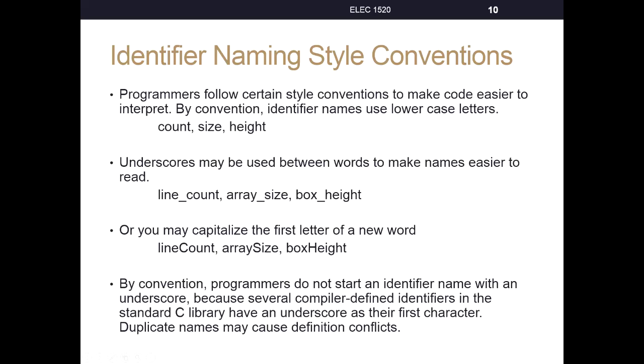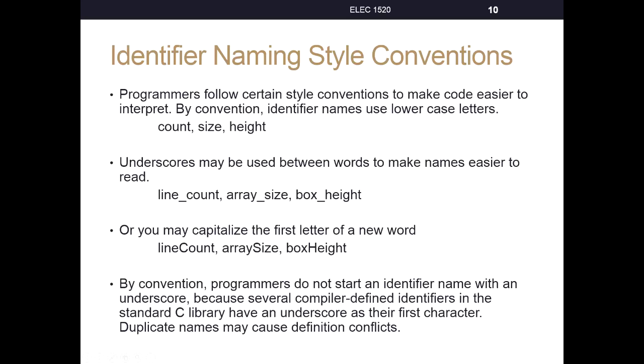And there's two different conventions when we do that. The first convention is that we use underscores to separate words. So in this identifier name, line_count, we used an underscore to separate these two words to make it easier to read. If we were to run this all together, it would be difficult to read. array_size, box_height. So you can see the convention.